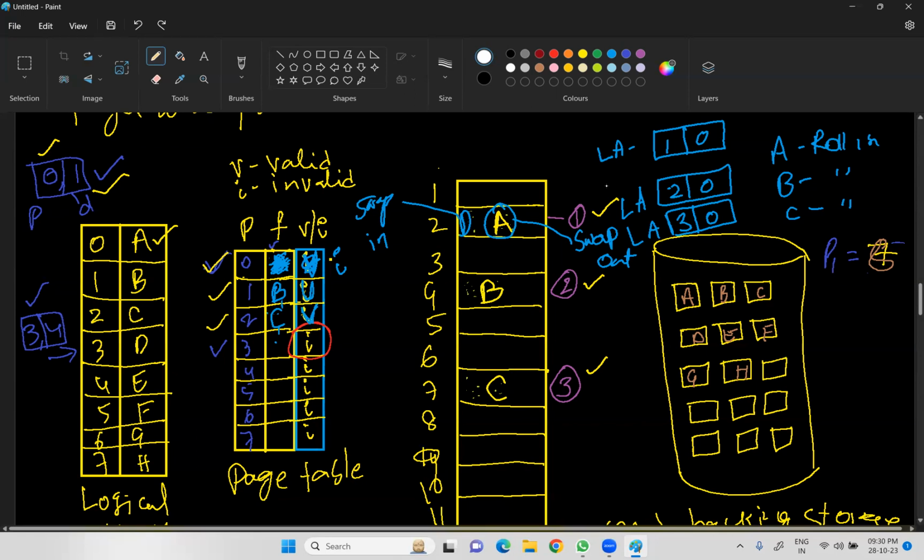Page number 2. Page number 0 is available at 2. Wait for a while. 3 was D, page number 3. Yes, here it is. D is available here, and it will be made valid. Okay. Of course, so this page table entry is 3. D is available, and it must be there.